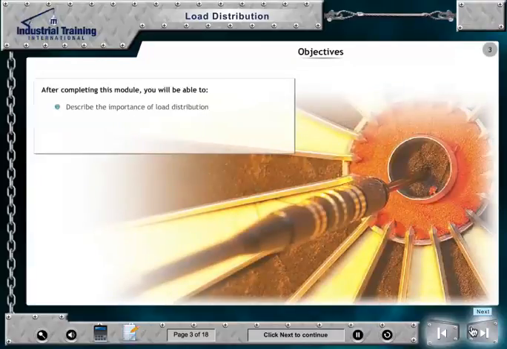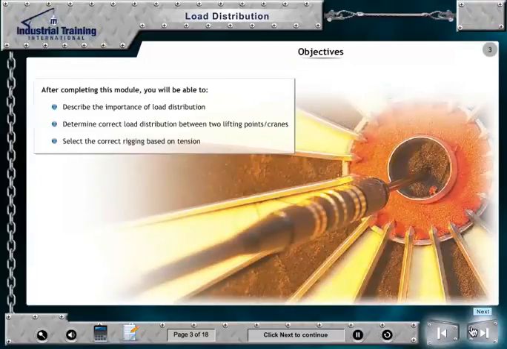After completing this module, you will be able to identify the correct distribution of load weight between two lifting points or cranes. This will help you to choose the correct slings and shackles for the load on each of the cranes or lift points. Additionally, you will be able to select the correct rigging gear based on tension.